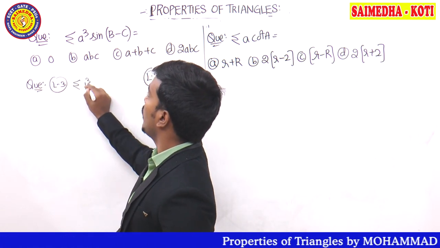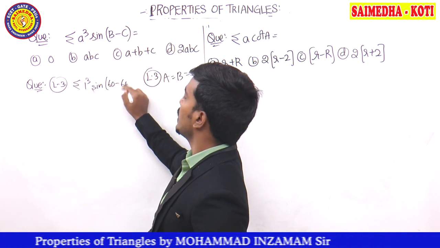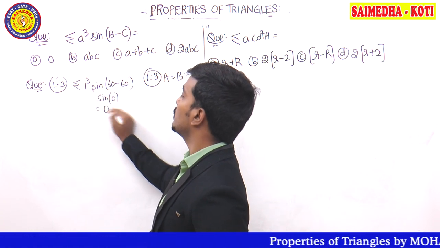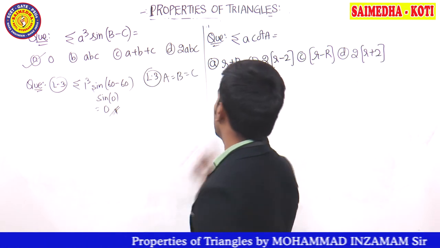Observe here, guys. For the question I am applying logic 3. Logic 3 gives sigma 1 cube sine of 60 minus 60. Sine of 60 minus 60 is sine 0, and sine 0 is 0. So option A is your correct answer, guys. Observe the next question now.